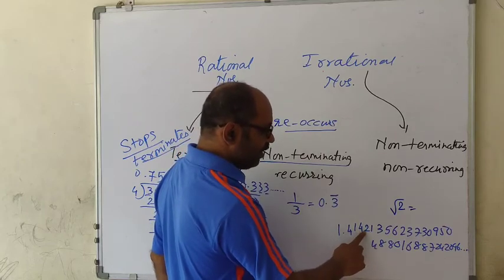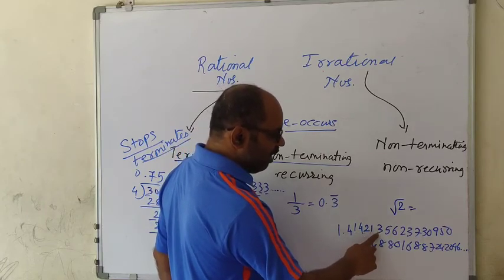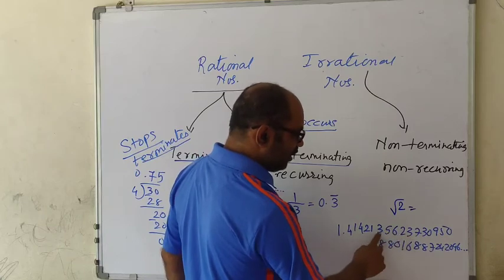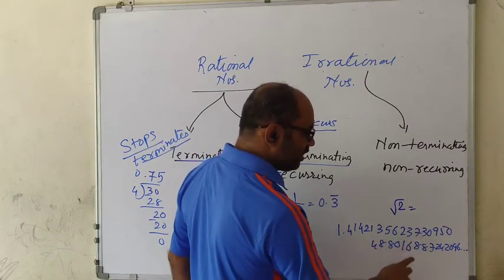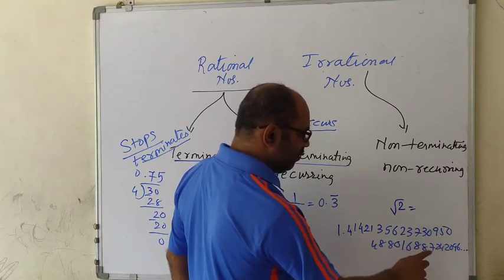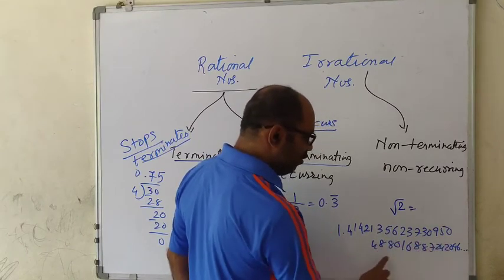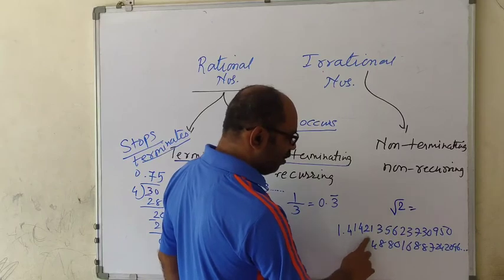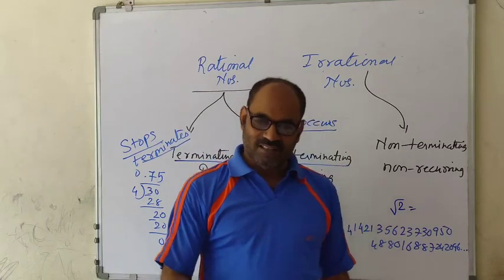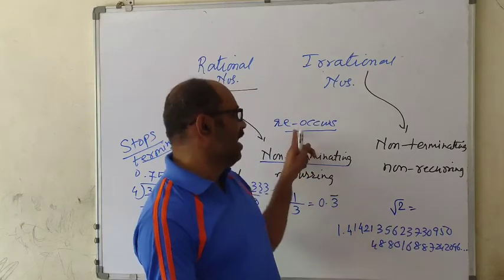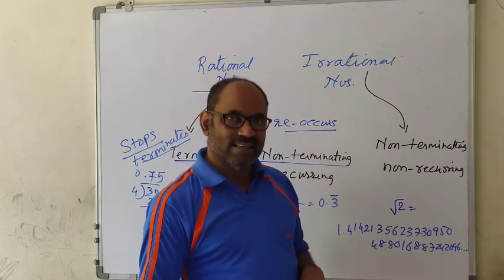4 1. Then it becomes 4 2 1. Then 3 5 6 2 3. See 3 5. Here 3 occurs. But then 3 7. Then we have 3 0. 9 5. 5 6. Here 5 0. 4 1. 4 2. 4 8. So every time it's different. It is not appearing again and again. It doesn't reoccur. Do you understand?